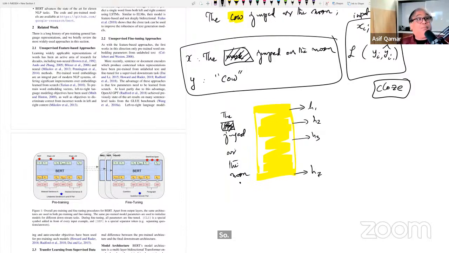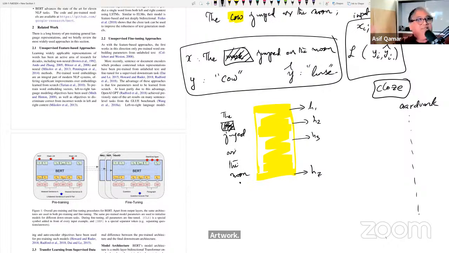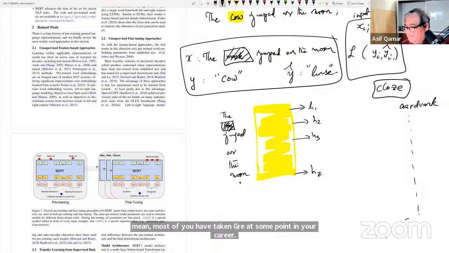Now I need to predict somehow, create a Y hat, which should be some string. Let's say a horse. I need to somehow, from these vectors, produce a prediction into a string vocabulary. So that is easy. Let's work our way systematically backwards. So the vocabulary, let's say that you choose a vocabulary of 30,000 words, right? So the word starts with, I don't know, aardvark.